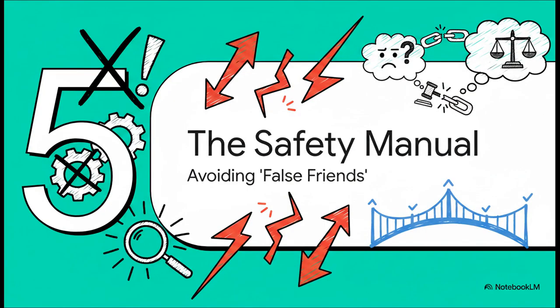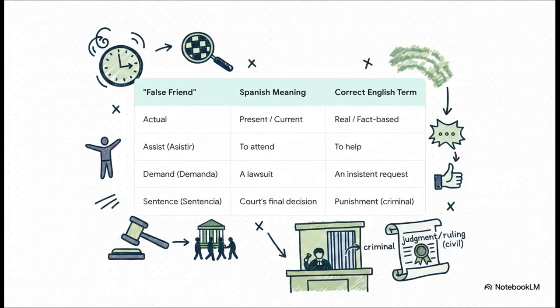This next one is for anyone learning legal English, but it's especially important if your first language is Spanish. We've got to talk about a really specific danger region: false friends. These are words that look almost the same in both languages, but have dangerously different meanings. Let's break down some of the most common traps here.